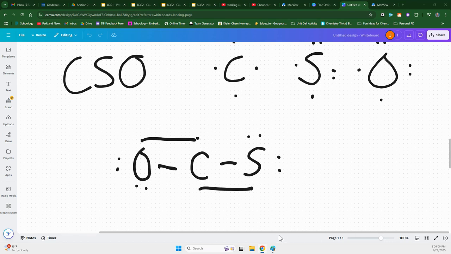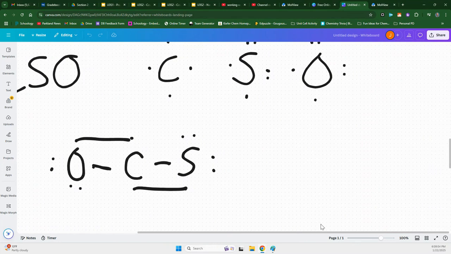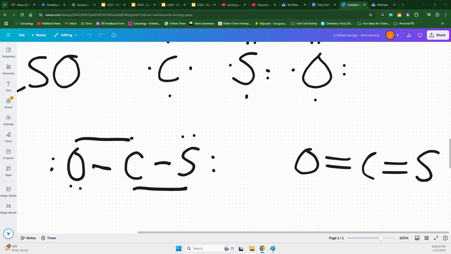If I give myself a little space at the right, and maybe I redraw this to make it look a little bit better, I can redraw this structure so that the double bonds simply look nice. Oxygen double bonded to a carbon, which is in turn double bonded to a sulfur. Then just make sure those pairs of electrons on oxygen and sulfur make their way into the final structure.